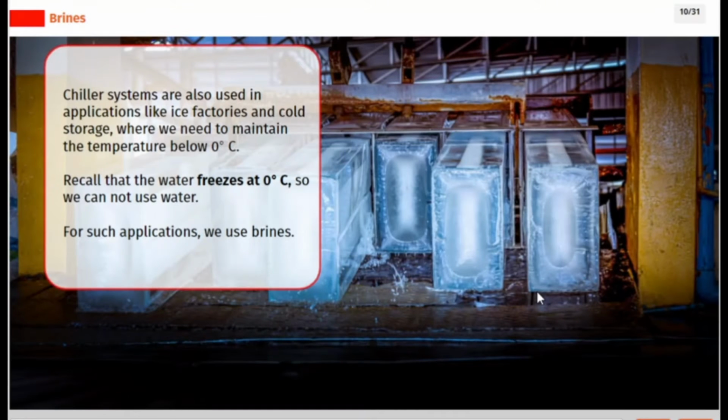Chiller systems are also used in applications like ice factories and cold storage, where we need to maintain the temperature below 0 degrees Celsius. Recall that water freezes at 0 degrees Celsius, so we cannot use water. For such applications, we use brines.